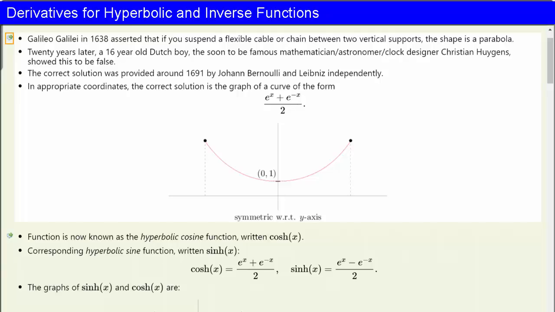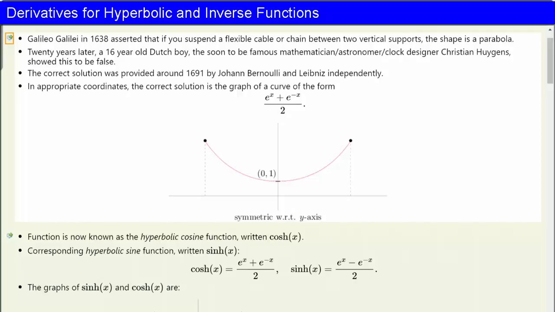Galileo Galilei in 1638 asserted that if you suspend a flexible cable or chain between two vertical supports, the shape will be a parabola. 20 years later, a 16-year-old Dutch boy, the soon-to-be famous mathematician, astronomer, clock designer Christian Huygens, showed this to be false. The correct solution was provided around 1691, independently by Johann Bernoulli and Gottfried Wilhelm Leibniz.